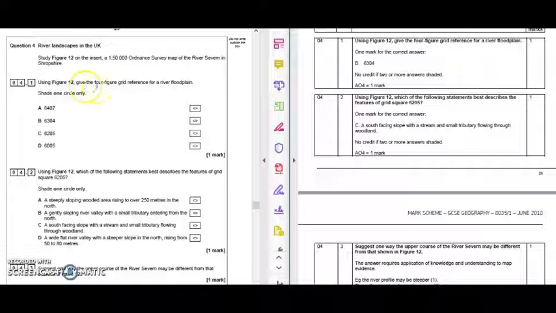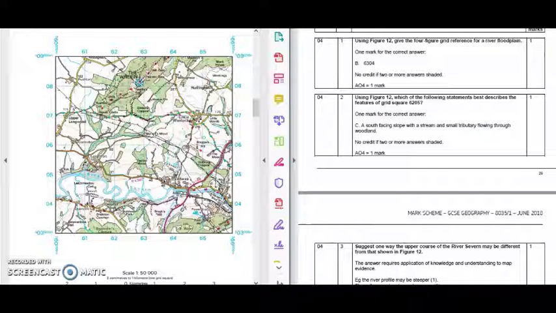4.1, using figure 12, give the 4-figure grid reference for a river floodplain. So remember, the floodplain is the area either side of a river that's often flat and will often flood if there is too much water. So we'll look at the figure that we've got, and the answer here is B, 6304. So it's that point there which indicates this grid square here. We can see the river, and then the flat land either side will be the floodplain.